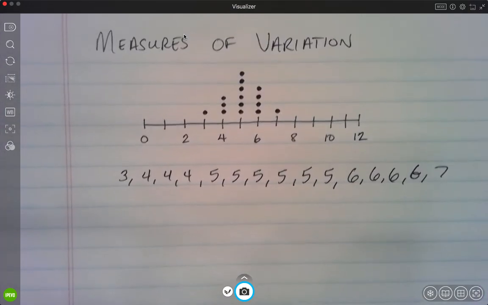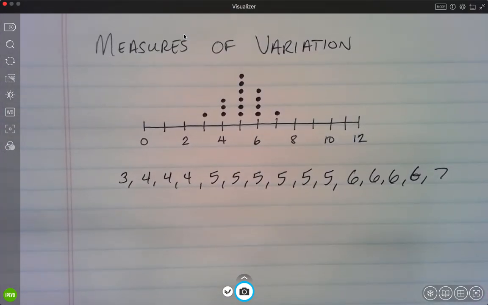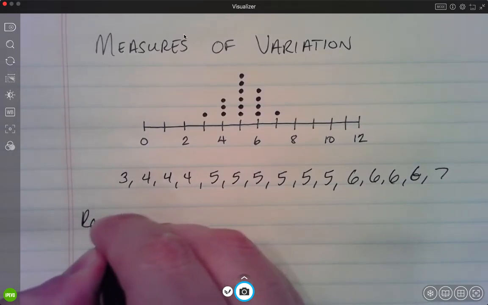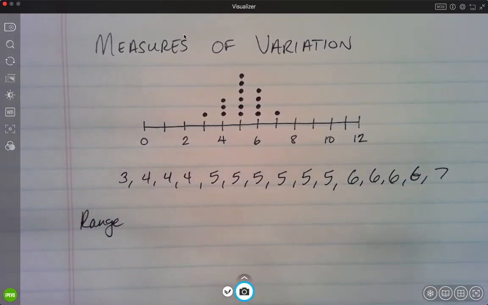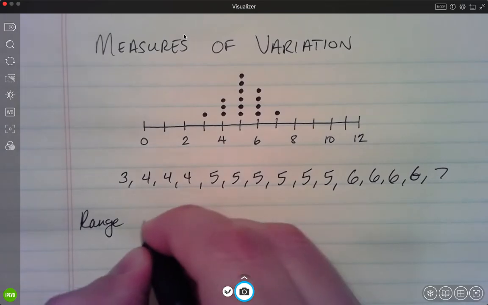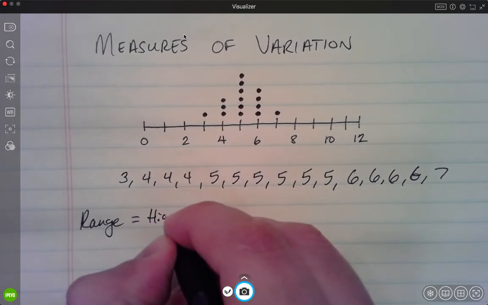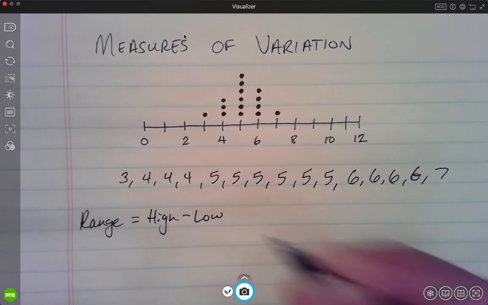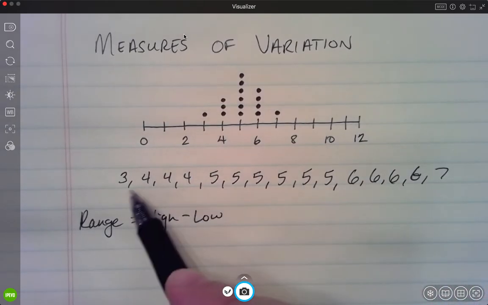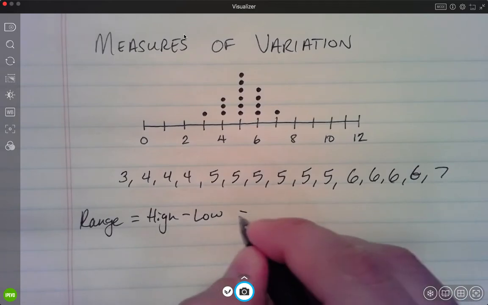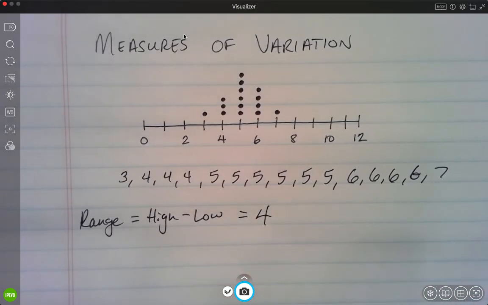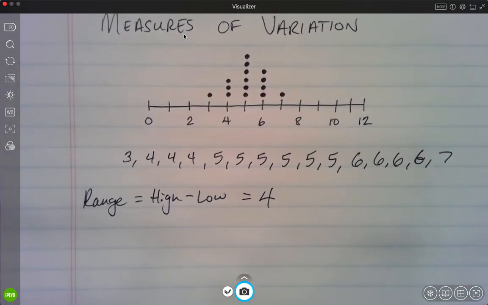The first thing that's going to tell us about the spread of our data, or how far apart our data is, is called the range. That's something you guys have worked with before, and it's pretty straightforward. I'm just going to go my high minus my low. My high is 7, my low is 3, therefore my range is equal to 4. That just tells us how spread apart our data is. We have a range of 4. It spans 4 different data points.